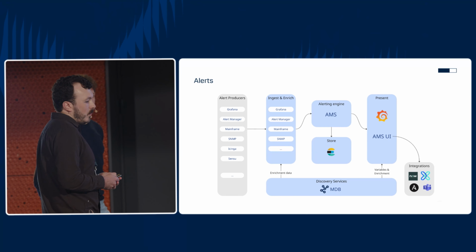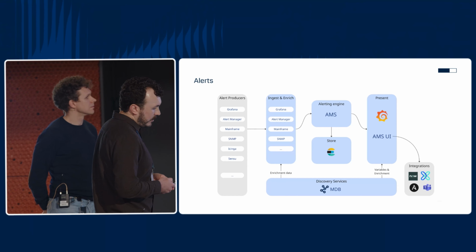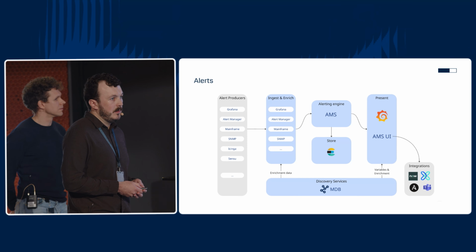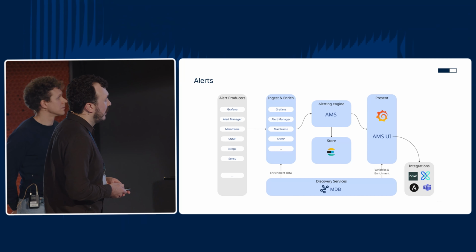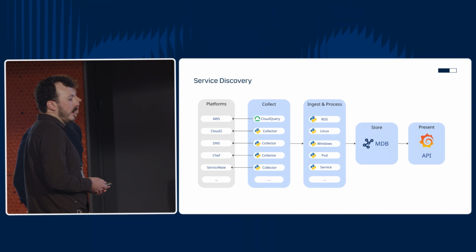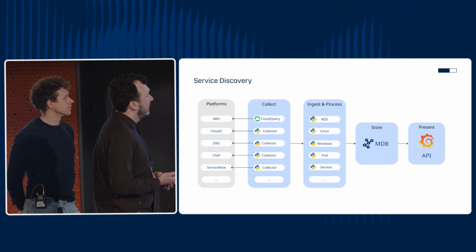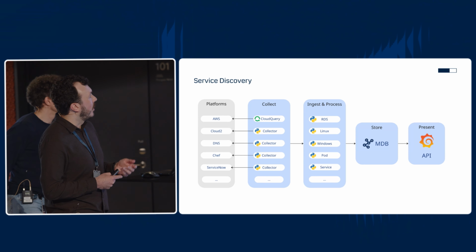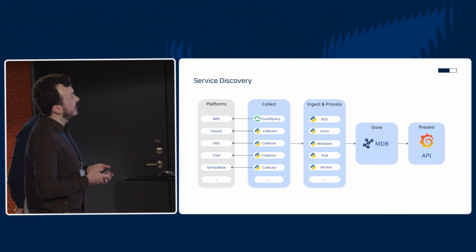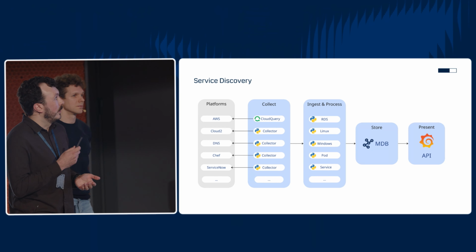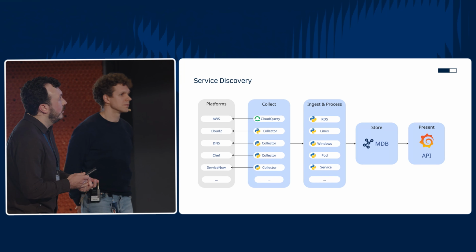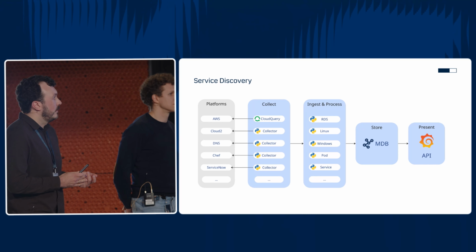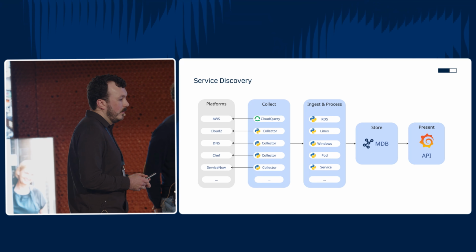So how do we ensure that we have the right data in the MDB, as it must be up to date? Well, we follow the same approach as for other signals. We set up collectors for all of the systems, for all of the platforms that we need. We have one for AWS, for Cloud 2, which is our internal cloud platform. We have them for DNS, for Chef, for ServiceNow, and so on.